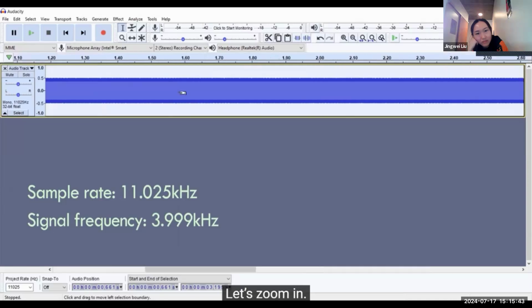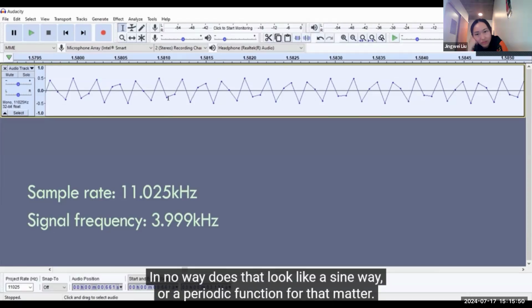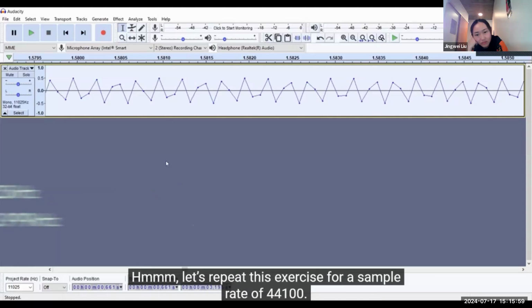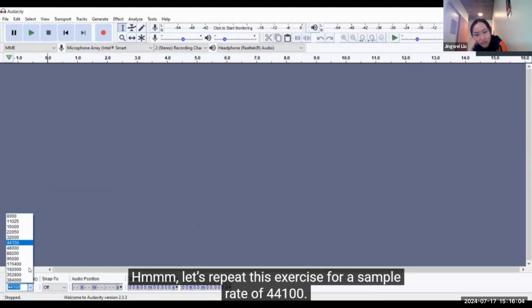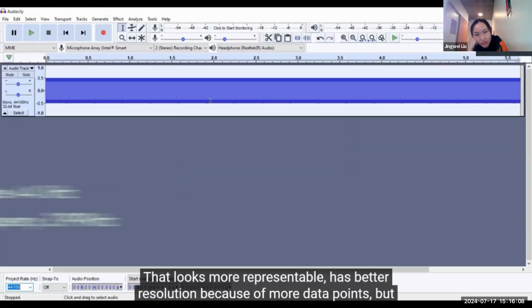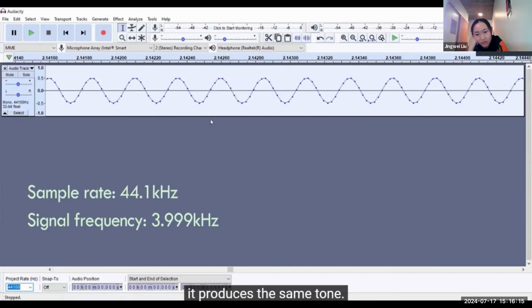Now let's zoom in. Yeesh, that looks pretty bad. And in no way does that look like a sine wave, or even a periodic function for that matter. But the strange part is that it's generating a pure sinusoidal tone of 3,999 Hz. Let's repeat this exercise for a sample rate of 44,100 Hz. Generate the same tone and zoom in. That looks more representable, has better resolution because of more data points, but it produces the same tone.